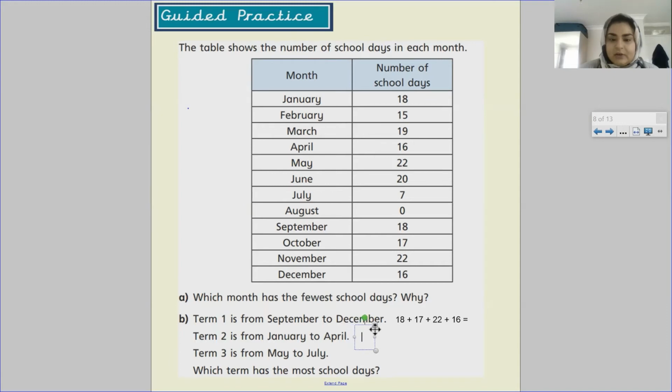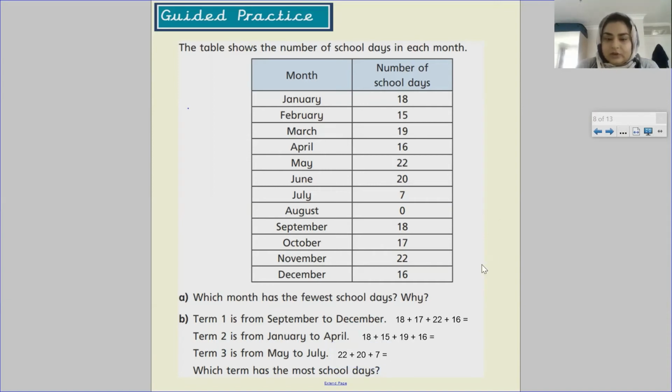I'm going to total these in a second, I'm just writing down the numbers. So then January to April are 18 for January, 15 for February, 19 for March, and 16 for April. Okay, and then for May to July, it's 22 for May, 20 for June, and 7 for July.